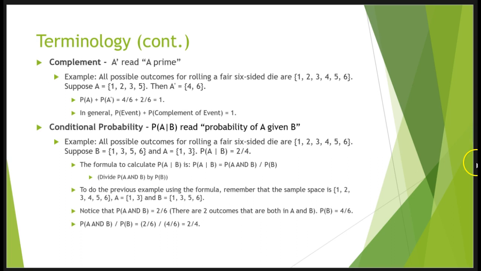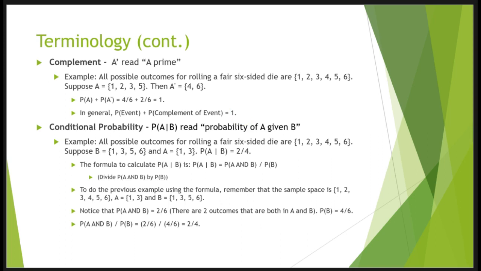and 6. When you add those two together, when you add the event and the complement of the event, you should get an answer of 1. They should total 1 because you're adding what's in one event and then what's not in it. And that should be the total.